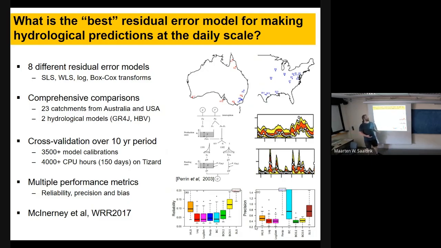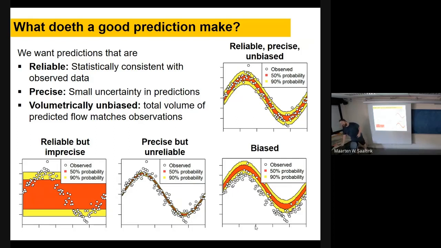And so we did a fairly large, at the time, case study where we looked at something like 23 catchments in the US and Australia. We looked at the cross-validation approach to estimate the performance, and we looked at the 3 performance metrics: reliability, precision, and also the bias. So I just want to show you some of the results from that work.